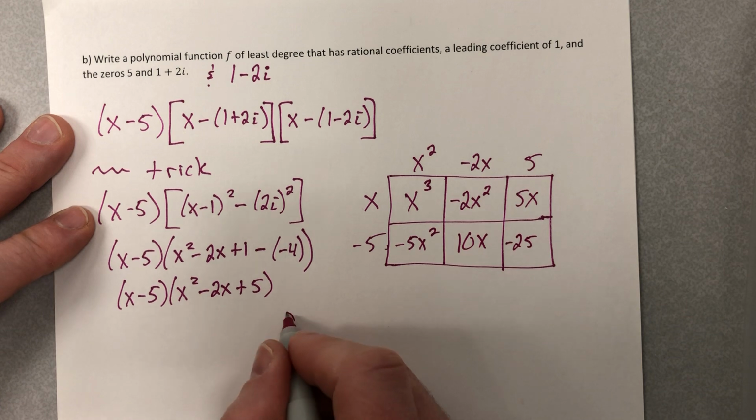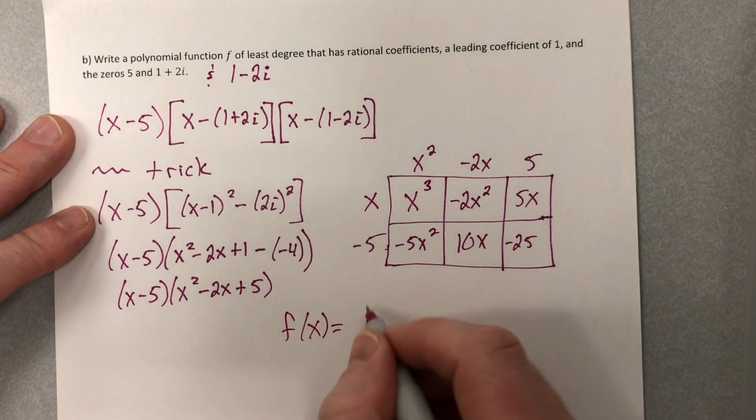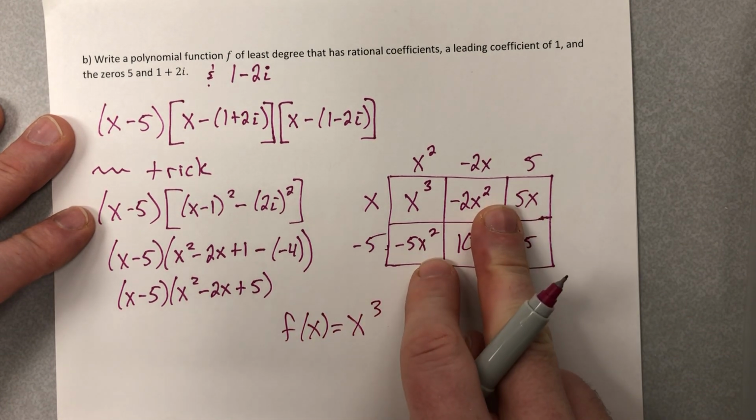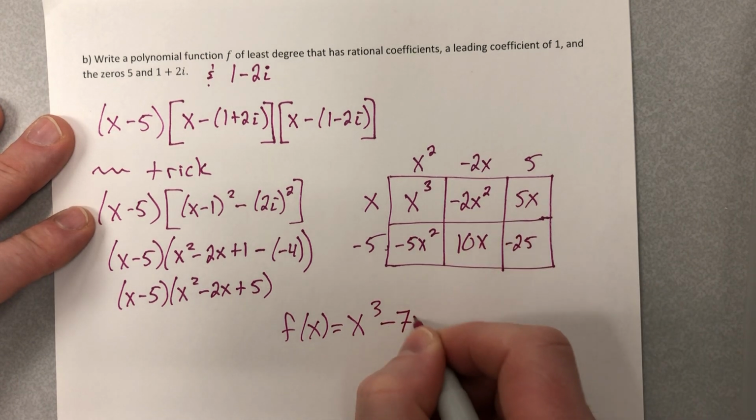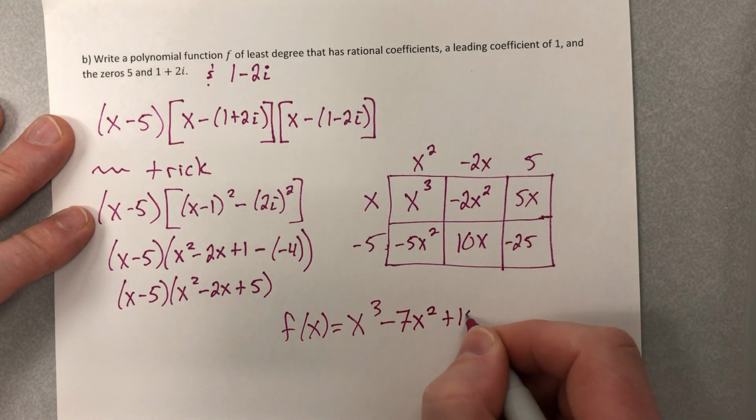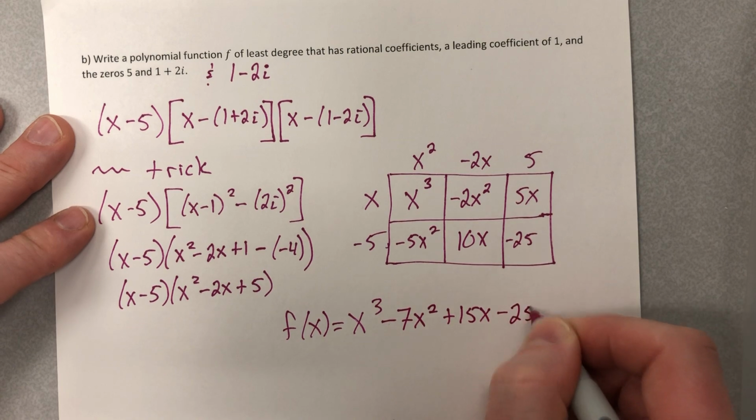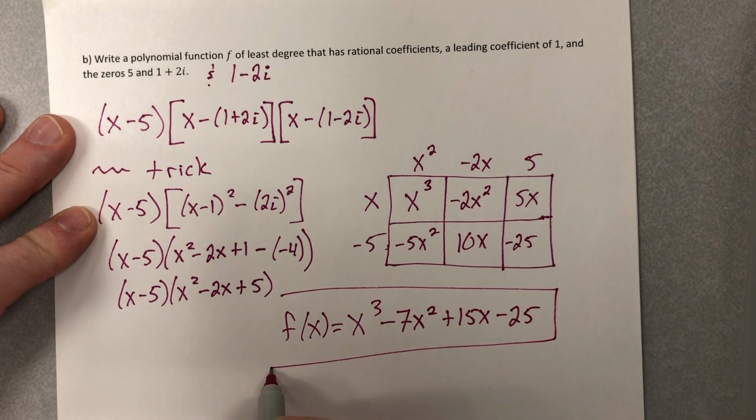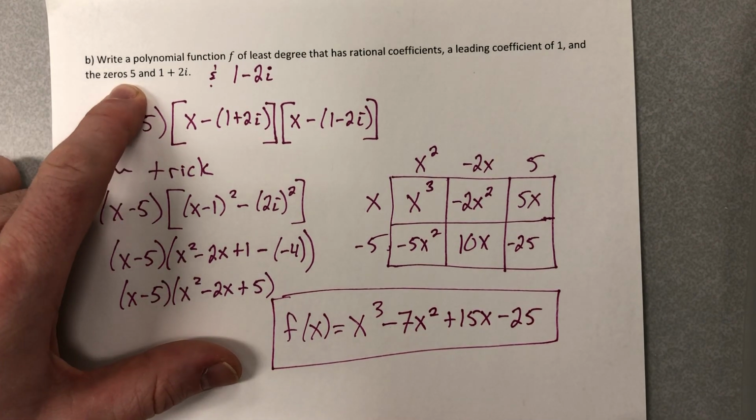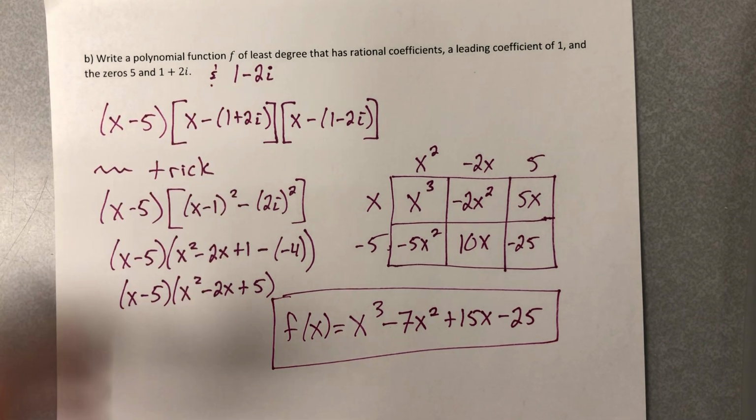So our function, they wanted to use f here, is going to be x to the third. We combine our like terms, minus 7x squared plus 15x minus 25. And that has zeros of 5, 1 plus 2i, and 1 minus 2i.